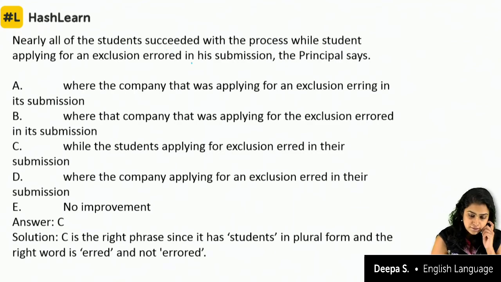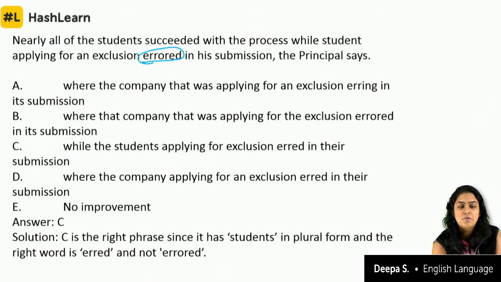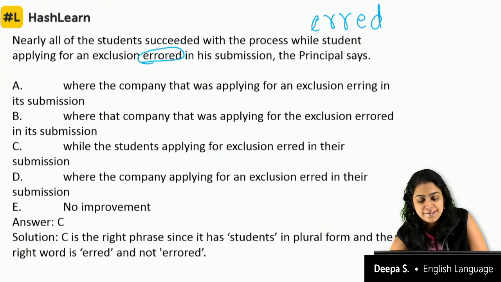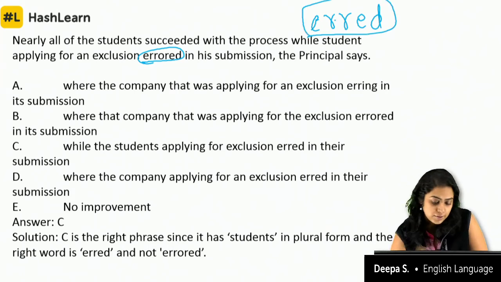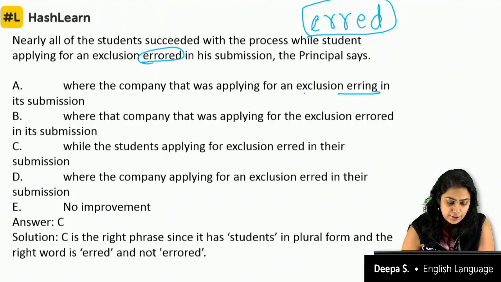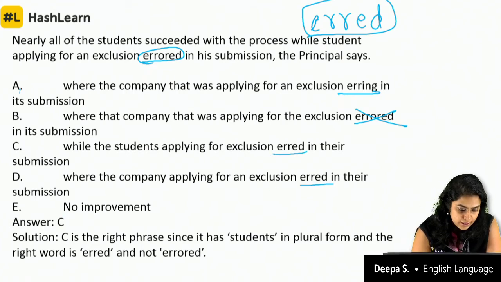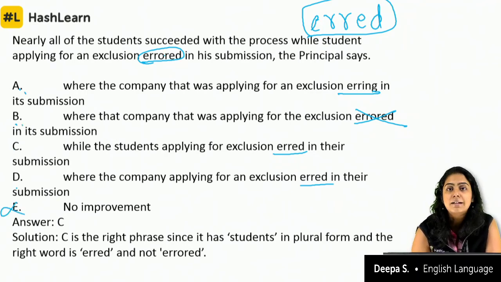Nearly all of the students succeeded with the process, while student applying for an exclusion erred in his submission, the principal says. Now, remember, erred is wrong. The right word that means what you mean to say is erred, to make an error. So, I eliminate any option that has erred. This is wrong. So, my answer is somewhere here A, C or D, or of course, it cannot be E because it has errored here.